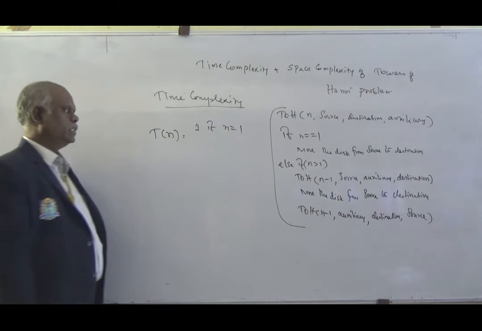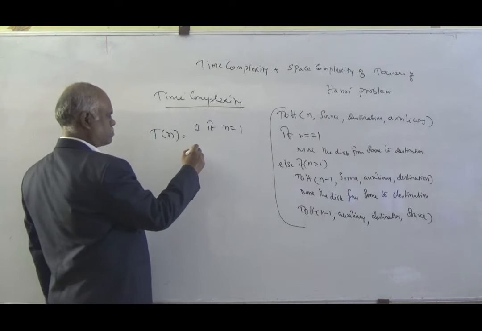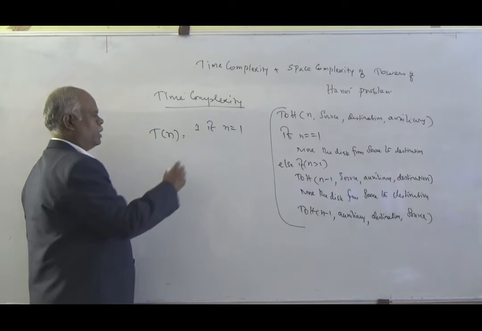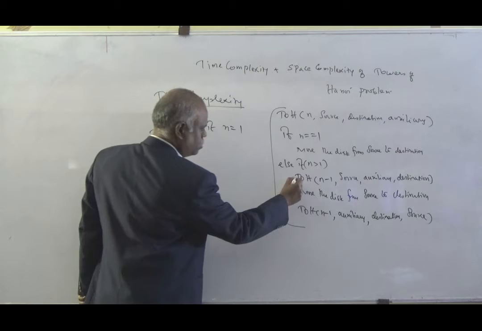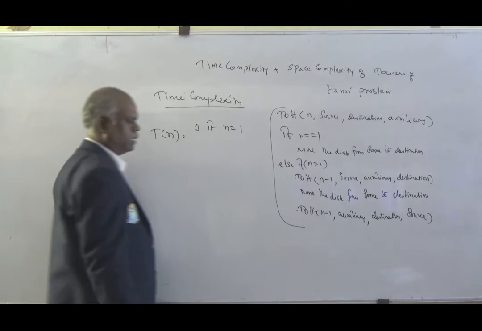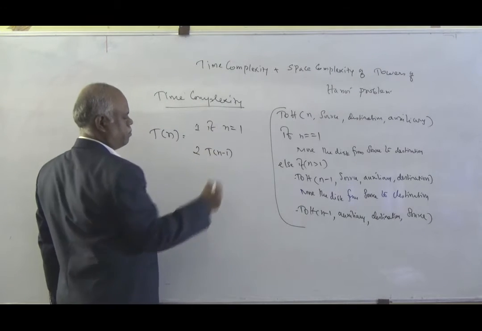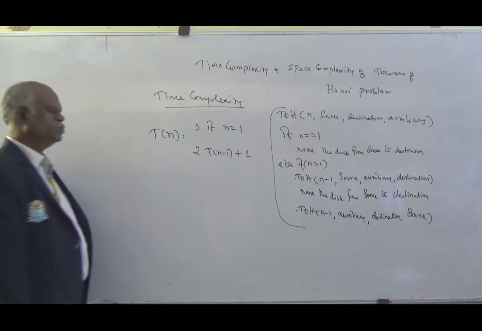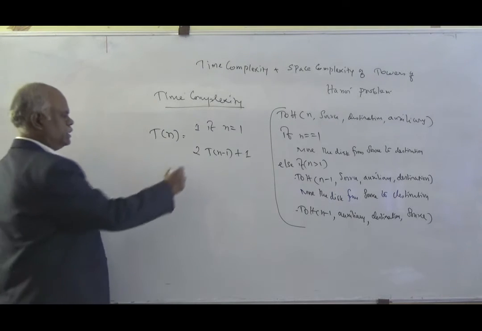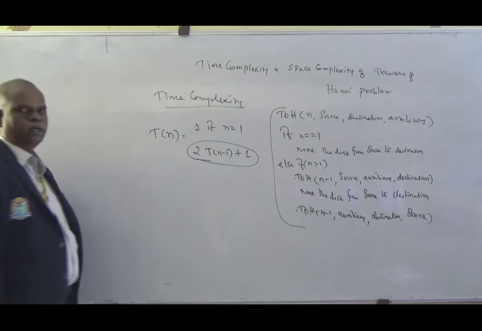That is, there is only one disk, so only one step is involved. Otherwise, for more than one disk, two times you are calling n minus 1. So T of n equals 2 into T of n minus 1 plus 1 to move the disk. So this is the time complexity when n is greater than 1.